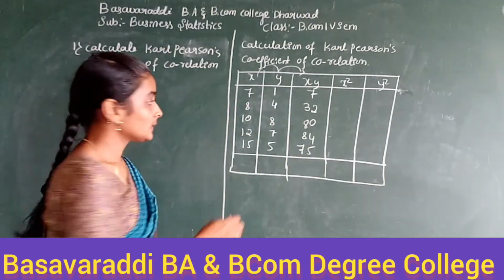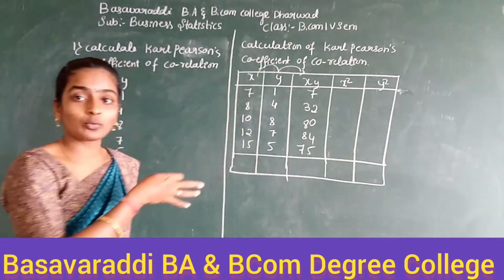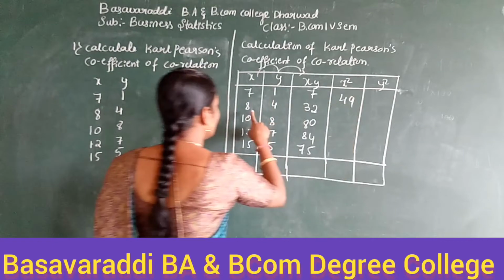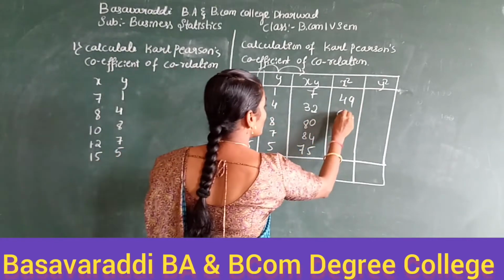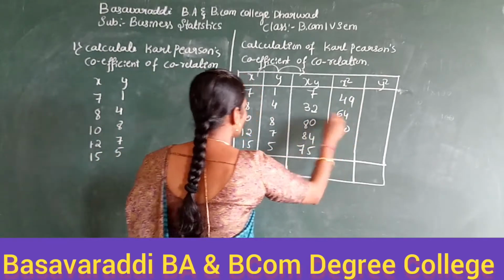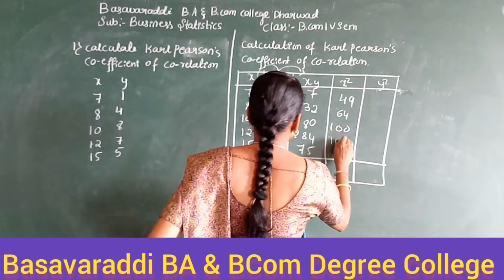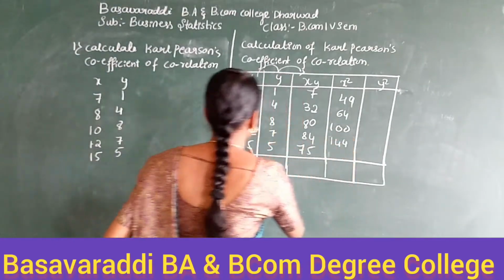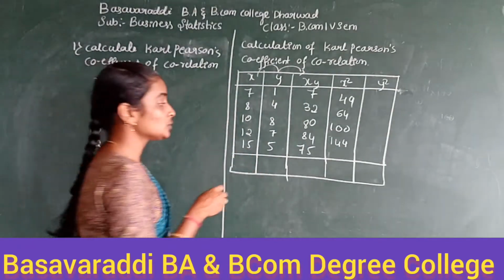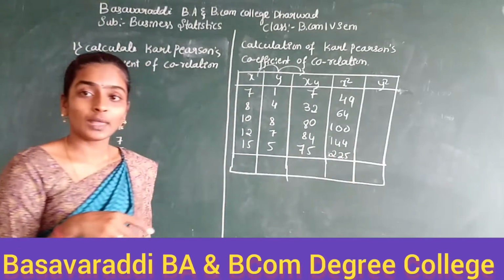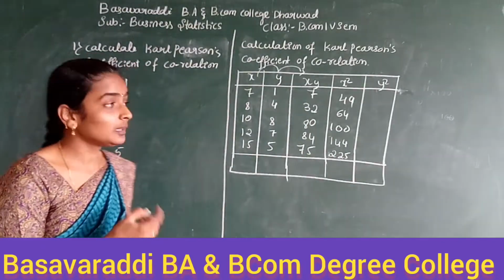Next, first column is the square root we have to find out. 7 7s are 49, 8 8s are 64, 10 10s are 100, 12 12s are 144, 15 15s are 225. I hope you understood how to calculate the x square.